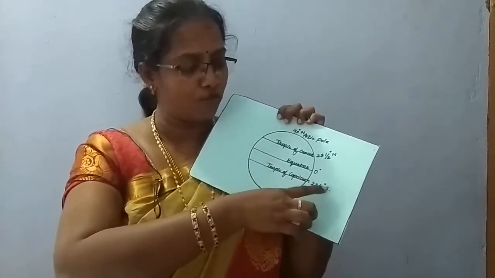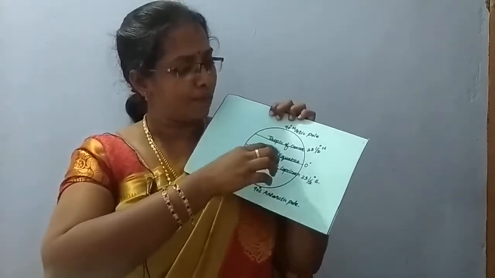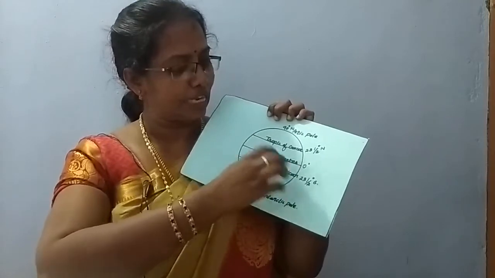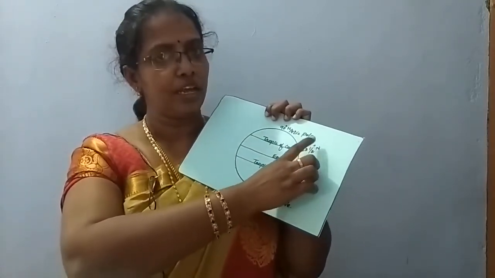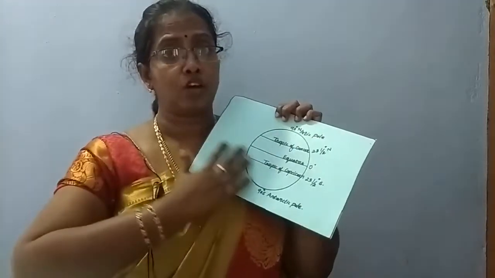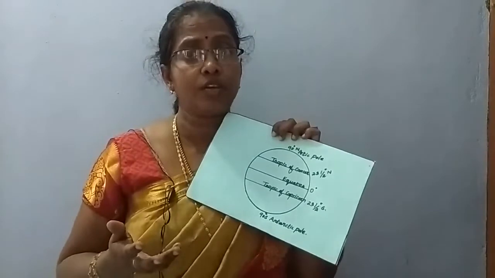It is 23.5 degrees in the southern part, a southern latitude line. The next one is the Tropic of Cancer, a 23.5 degree north latitude line. These are the lines we use in order to find out the time.